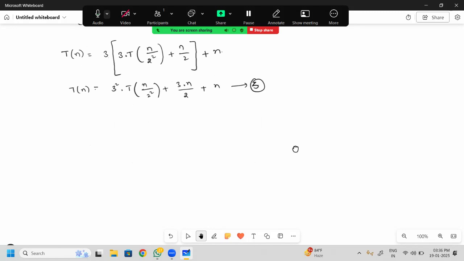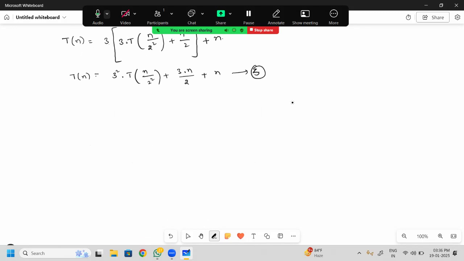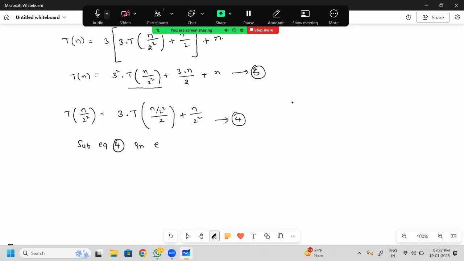Now, again we have one more problem. What is that? Do we know T of n by 2 square value? I don't know. Actually I can write the equation directly, but for understanding purposes, again I am re-evaluating its value. So T of n by 2 square is equal to 3 into T of n by 2 square whole by 2 plus n by 2 square. This is the equation we get for T of n by 2 square. I am going to give equation number as 4. Now, we substitute equation 4 in equation 3.